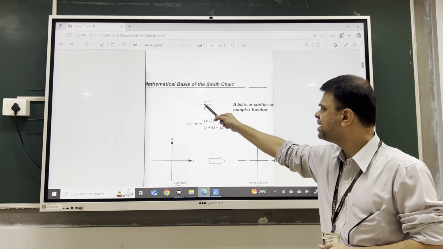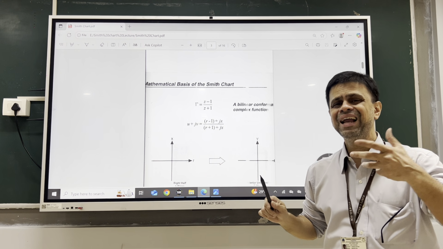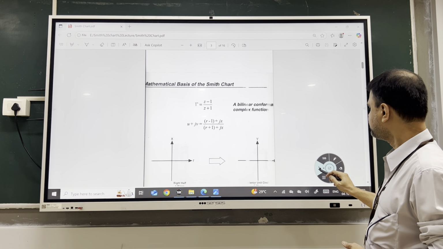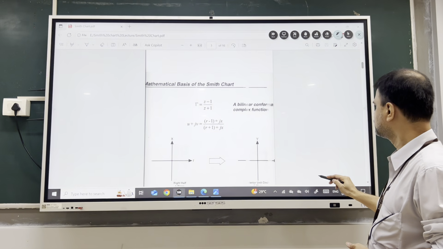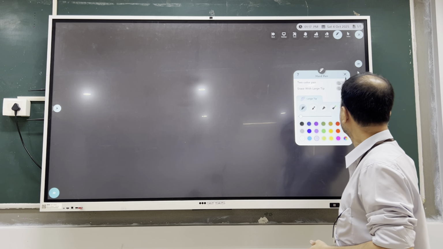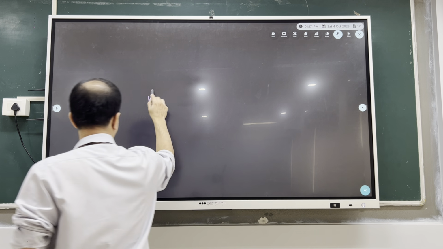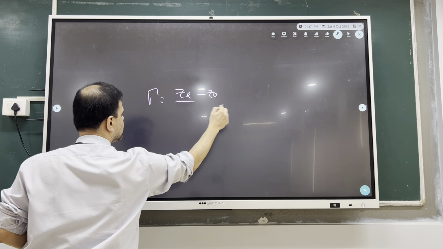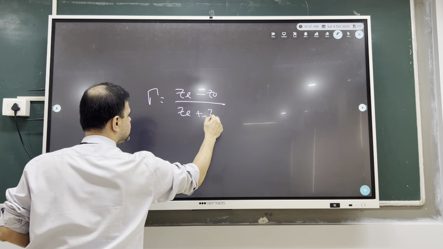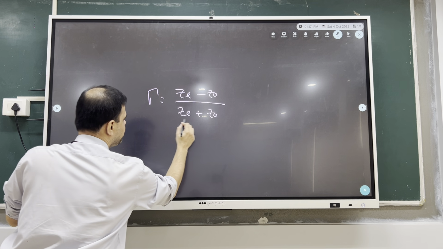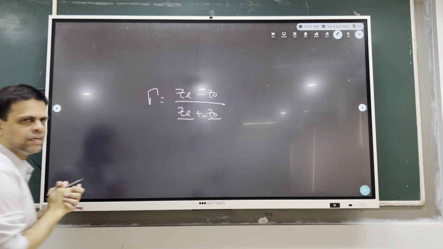Now I have written a normalized equation. Ideally speaking, the reflection coefficient equation goes like this: Gamma is equal to ZL minus Z0 upon ZL plus Z0. This is the reflection coefficient equation, where ZL is the load impedance against the characteristic impedance.